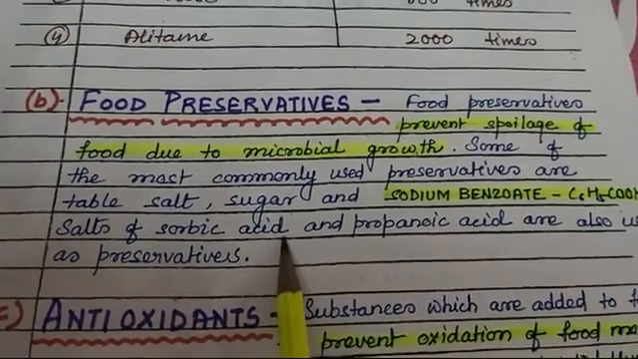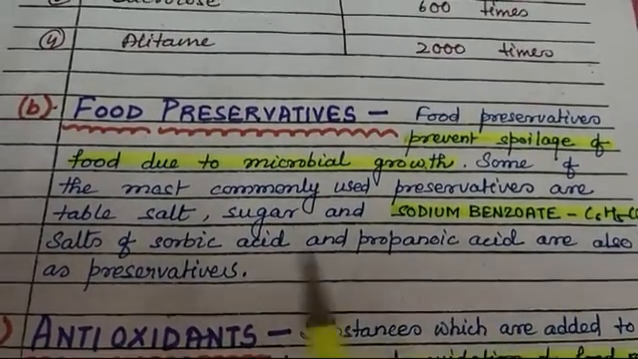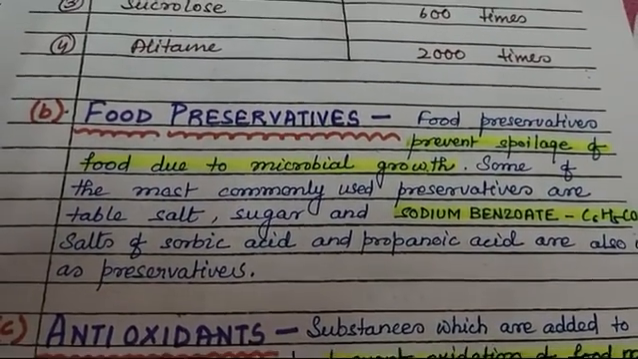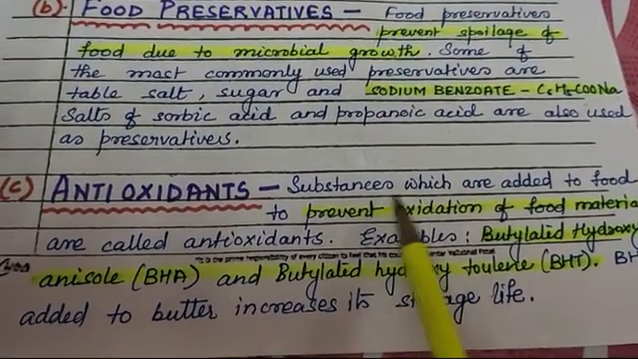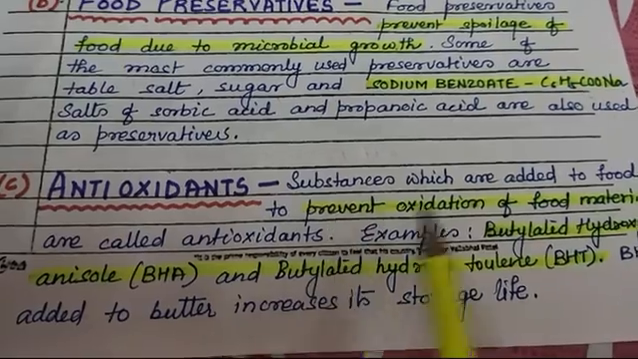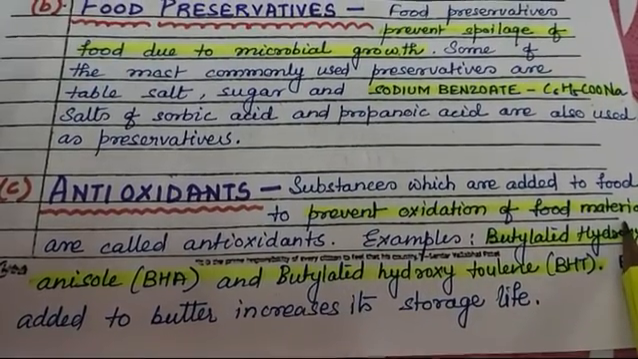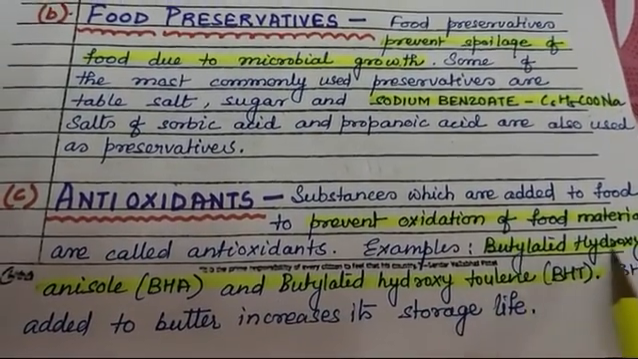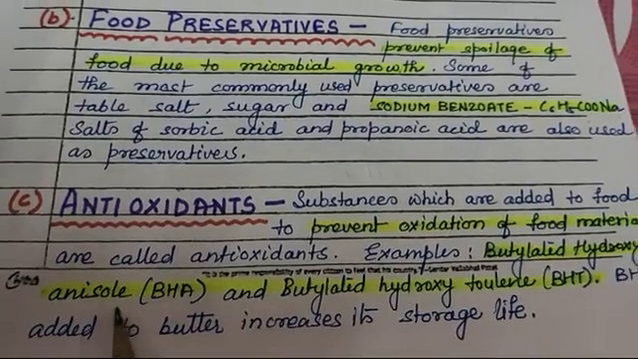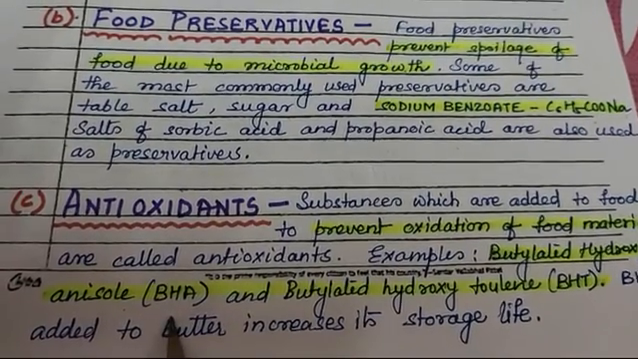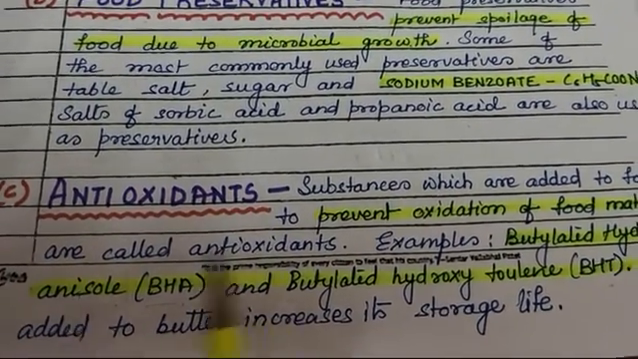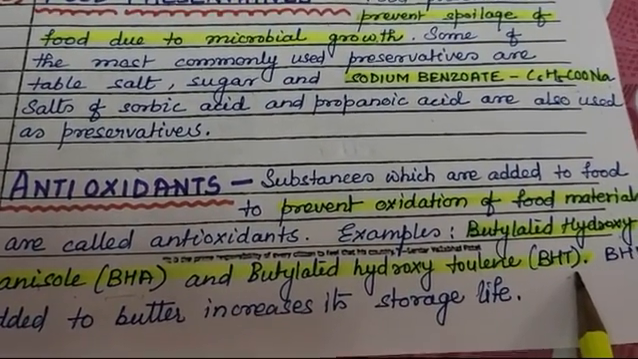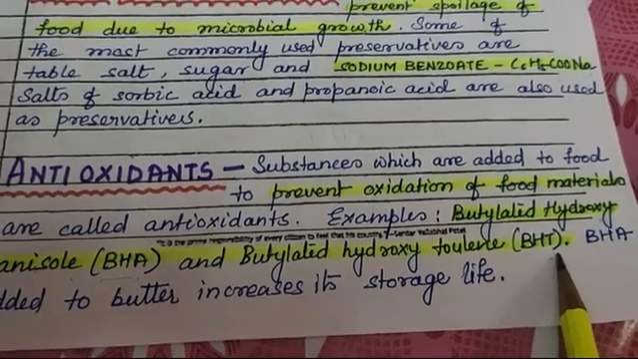Sometimes salts of sorbic acid and propanoic acid are also used as food preservatives. Then last but not the least is antioxidants. Antioxidants are substances that prevent the oxidation of food materials. For example, butylated hydroxytoluene and butylated hydroxyanisole, BHT and BHA. These are the most commonly used antioxidants.